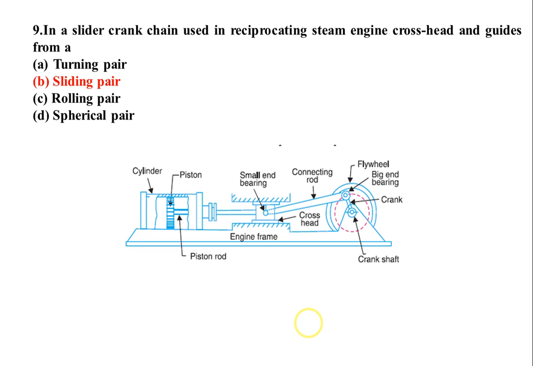In a slider crank chain used in a reciprocating steam engine, the crosshead and guides form a sliding pair. You can see in the figure, this is a reciprocating steam engine. The engine frame works as the guides, and the crosshead and guides have a surface contact with the crosshead sliding over the guides, so it is known as a sliding pair.